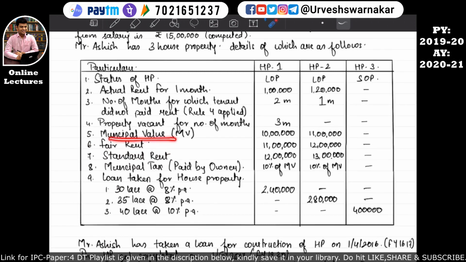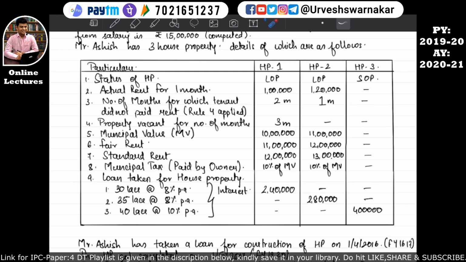Then municipal value detail is given, fair rent detail is given, standard rent detail is given for house property 1 as well as for house property 2. Municipal taxes paid by the owner for house property 1 and for house property 2 is 10% of MV. MV stands for what? Municipal value. Then the loan taken for the house property details are given. The loan taken for house property 1 is 30 lakhs at the rate of 8% per annum and the loan interest amount is 2,40,000. I hope this is quite clear to you all.